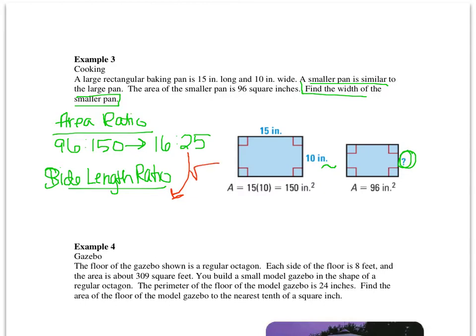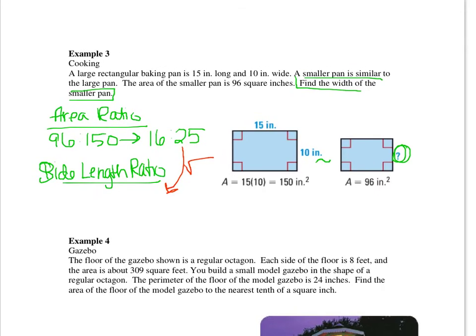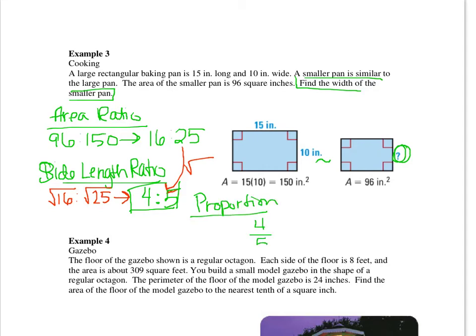So we want the square root of 16 and the square root of 25. The square root of 16 is 4, the square root of 25 is 5. So there's my side length ratio. I can now write a proportion to find my missing piece. So I'm going to write 4 to 5 equals, now this corresponding side length is right here. These two are corresponding side lengths, and this is the smaller one, so it goes on top. So it's x over 10. So 4 over 5 equals x over 10.